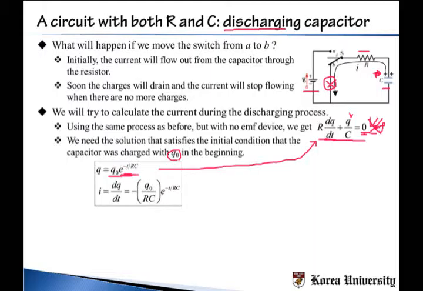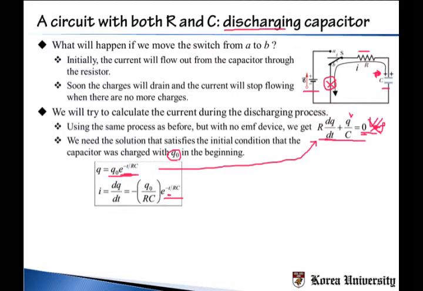So finally there will be nothing left, right? And how about current? In the beginning, the current, of course, you also insert t equals 0, and then this part becomes 1. So current, I, is minus Q0 divided by RC, okay? And this minus symbol of the current actually means that now current is flowing in the opposite direction with respect to what we had in the previous slide, okay?